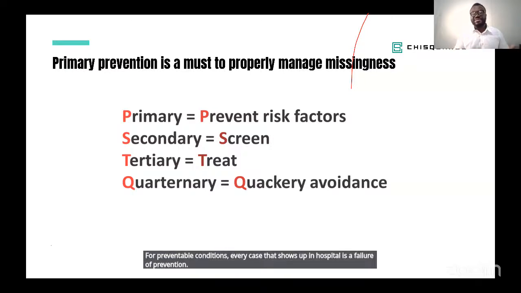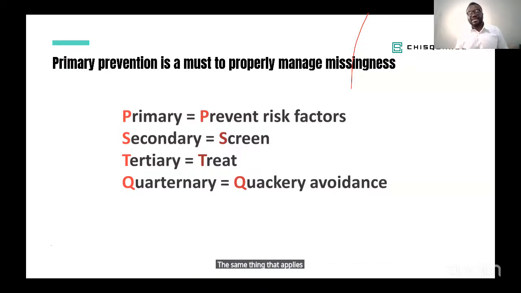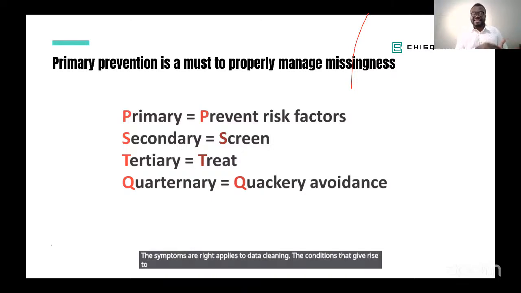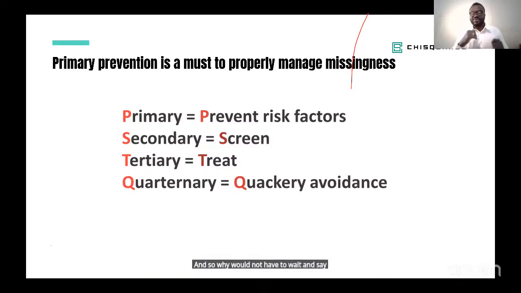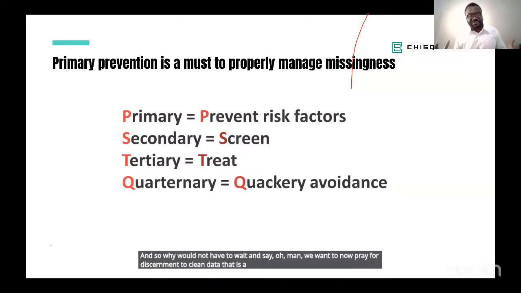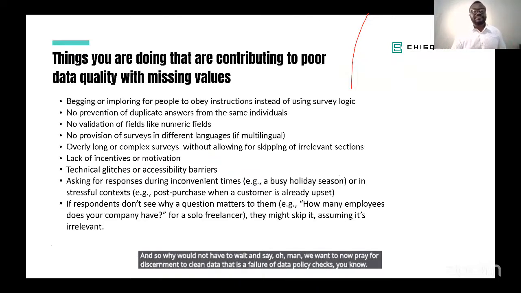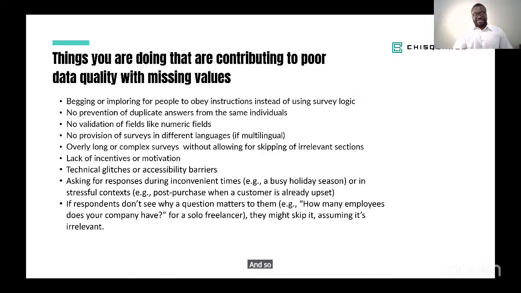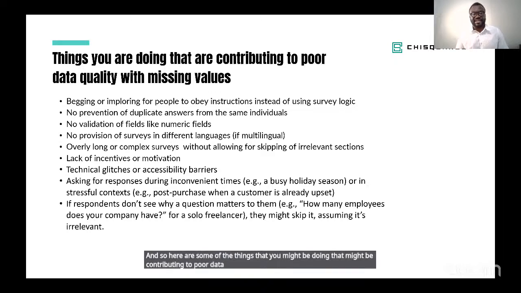The same thing applies to data cleaning. The conditions that give rise to poor data are things that can be prevented. And so when we now have to wait and say, oh man, we want to now pray for discernment to clean data, that is a failure of data quality checks. And so here are some of the things that you might be doing that might be contributing to poor data quality with missing values.